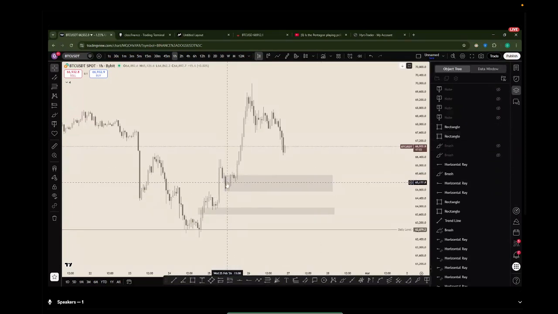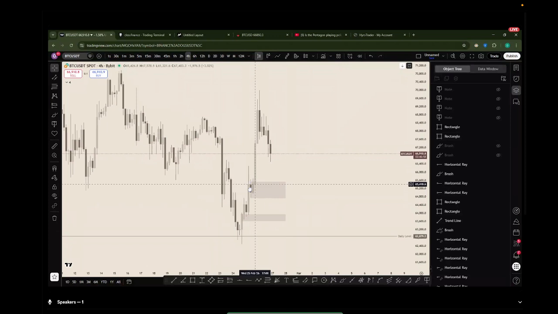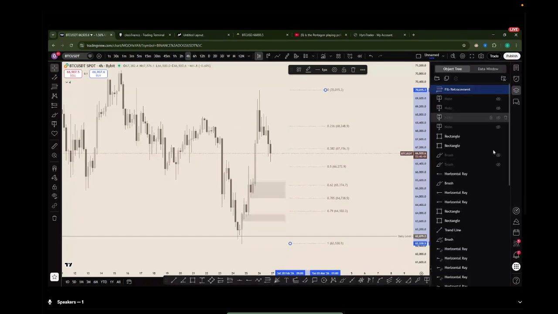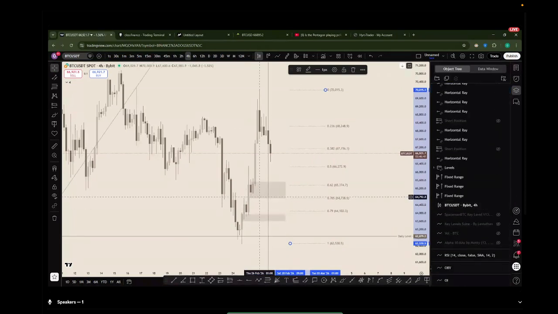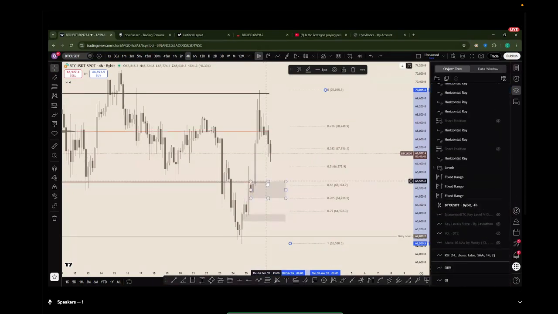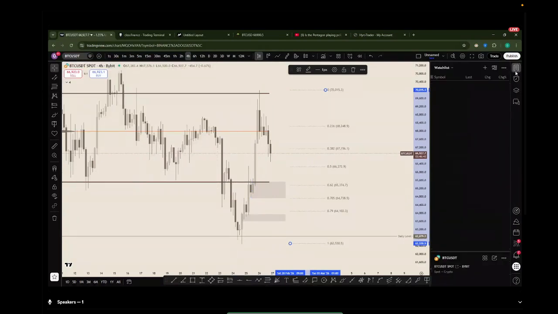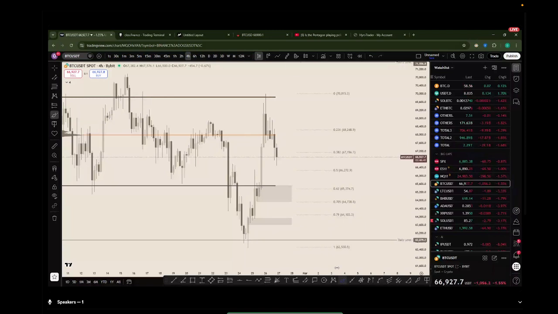These are my levels. This is my first level where I'm looking to long, the 65K level. There are a lot of reasons for that. Of course, there is this OB, inverse imbalance, and also the golden pocket around this level, and you also have the volume range low coming exactly at this. So that is basically my reason, and this is a pretty strong level. I would just love to have a bounce from this.